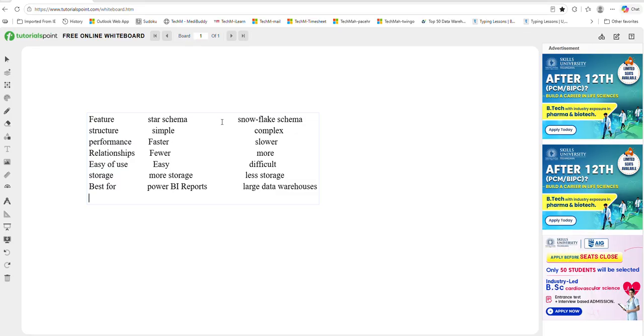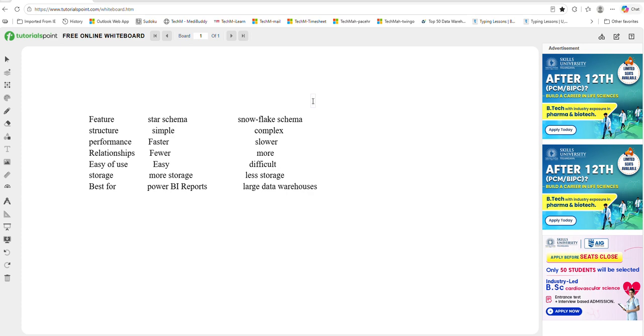Now there is a common interview question, which I will explain: which schema is best for Power BI? If the interviewer asks like this, what will you answer? Which schema is best for Power BI? For Power BI projects, star schema is highly recommended. I have already told many times, right? Star schema is very useful in Power BI reports.